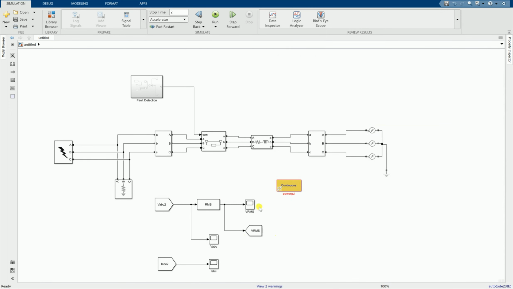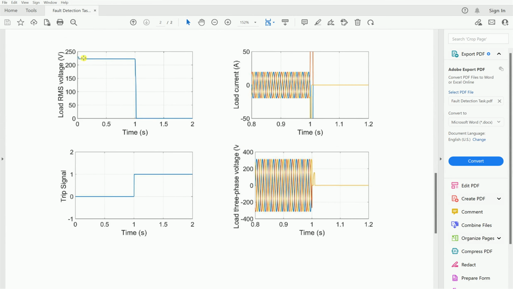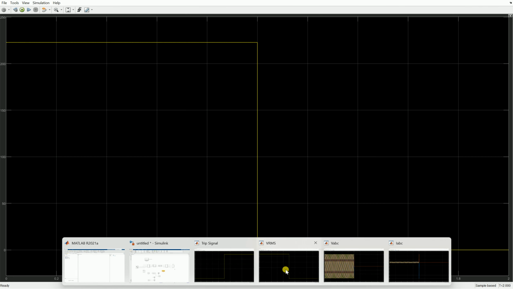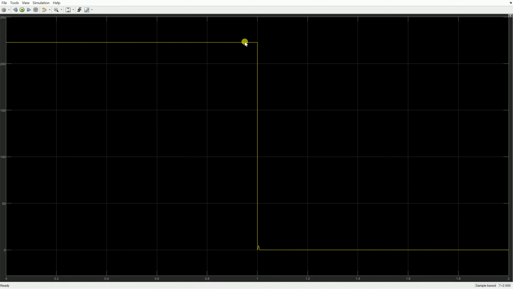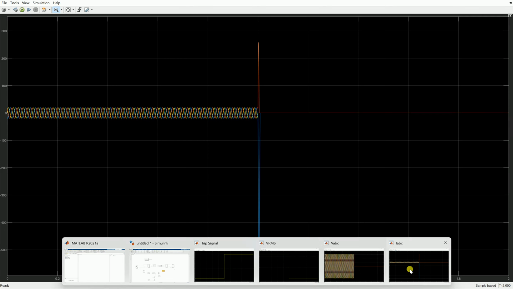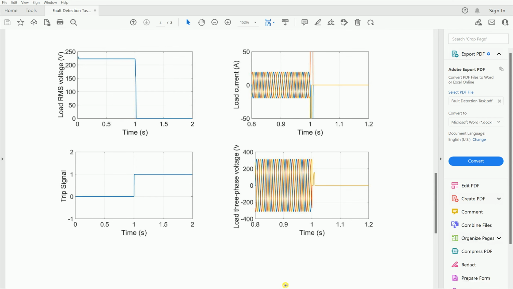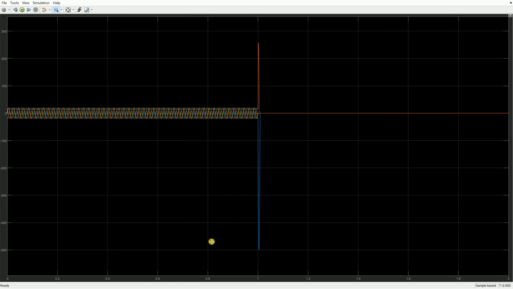So let's look at the results. The first thing we need to look at is the RMS voltage. It is about these values, and then drops to 0. So let's look here at VRMS. Then it drops to 0, so it is correct. The second one is the load current: you can see a value, then boom, and it goes to 0. Let's look here. At this one, you can see the current moving constantly between 0.8 and 1.2, so this region.